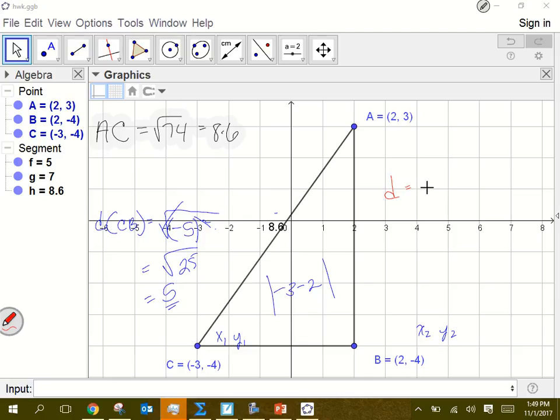The 3 and the negative 4. What's 3 minus negative 4? 7. So I'm going to take 3 minus negative 4, take that absolute value, which gives me 7. Does that kind of make sense to everybody? So when your lines are vertical or horizontal, the distance formula is just subtracting the corresponding x values if it's horizontal, and subtracting the corresponding y values if it's vertical.